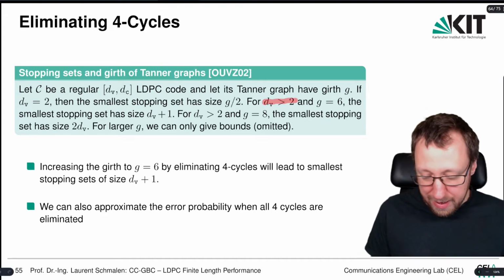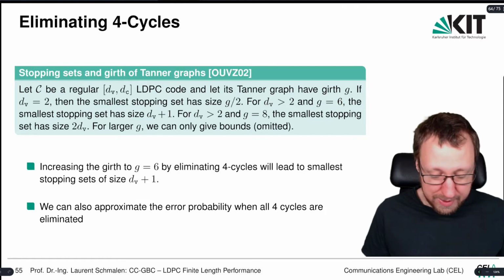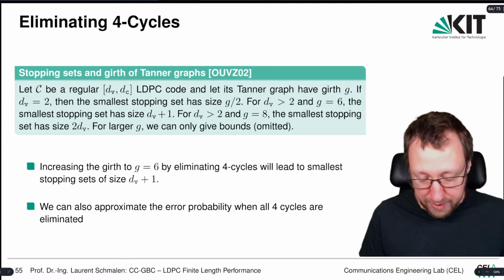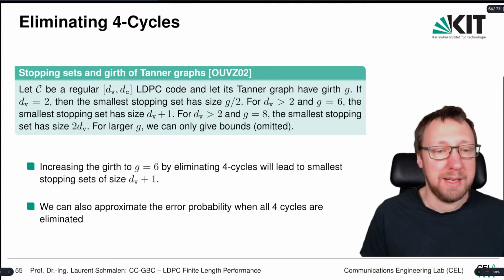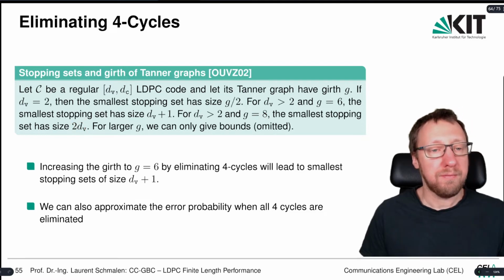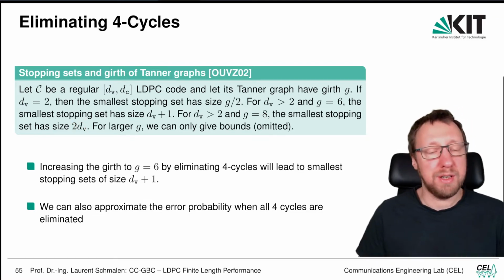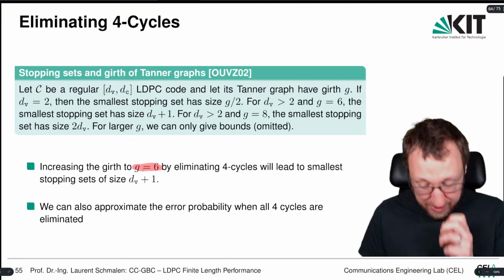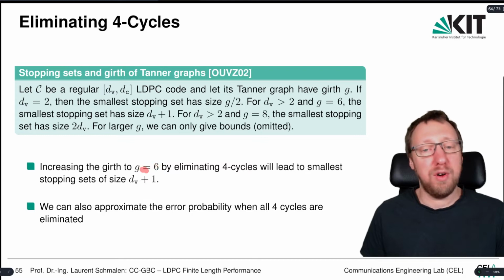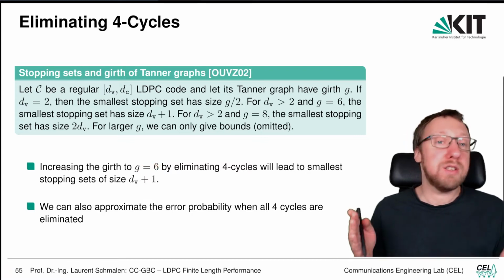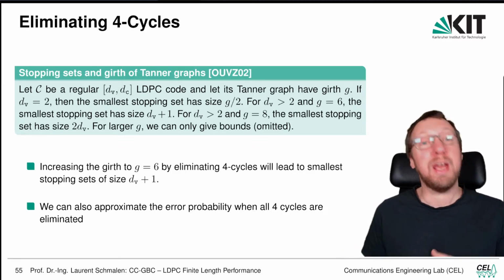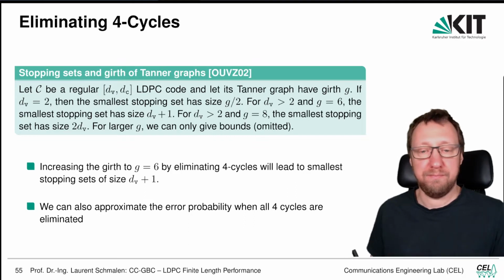Now for dv larger than 2 and girth being equal to 6, the smallest stopping set has size dv plus 1. And for dv larger than 2 and girth 8, the smallest stopping set has size 2 times dv. For larger girths, the situation is not so easy anymore, but these two cases are pretty easy. So increasing the girth to g equals 6 by eliminating the 4-cycles will lead to avoiding stopping sets of size 2, because then the smallest stopping set has size dv plus 1. So we cannot have a stopping set of size 2 anymore.